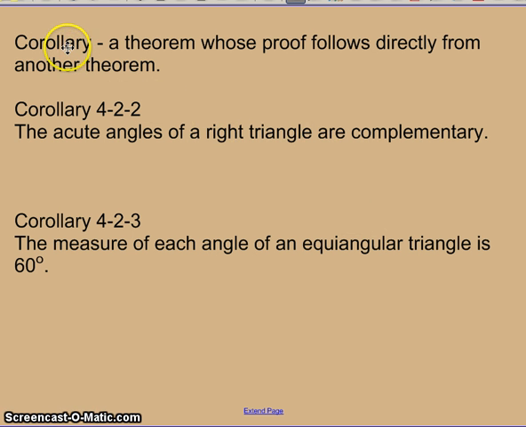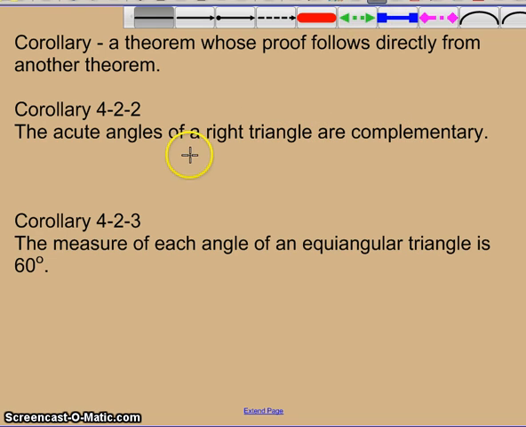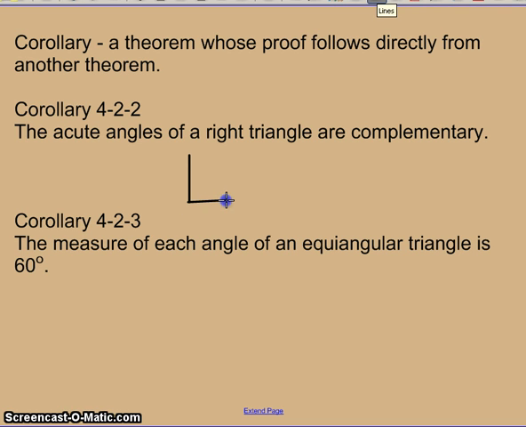I've got some definitions here. A corollary is a theorem whose proof shows directly from another theorem. So in other words, a corollary is going to relate to some other theorem very closely. The first corollary we need to talk about is that acute angles of a right triangle are complementary. So if we draw a right triangle real quick, we can investigate this a little bit. Well, if this angle here is 90 degrees, then we have 90 degrees left for these other 2 angles, which would mean that they would have to add together to equal that 90 degrees. So that's what the corollary is saying.